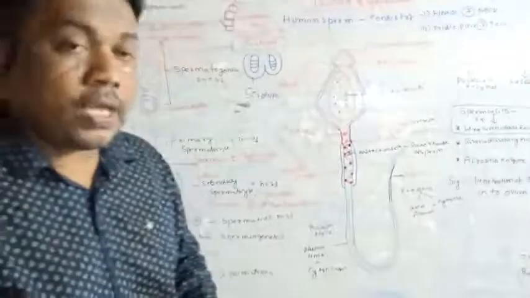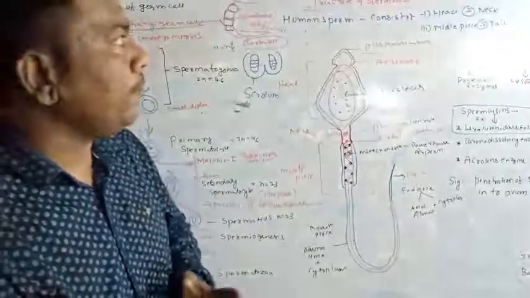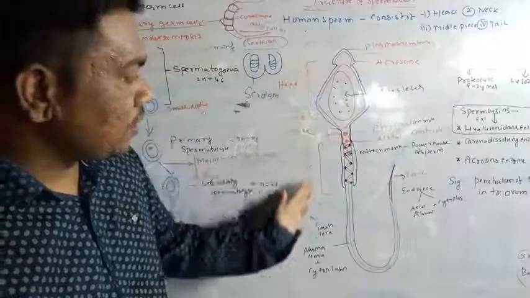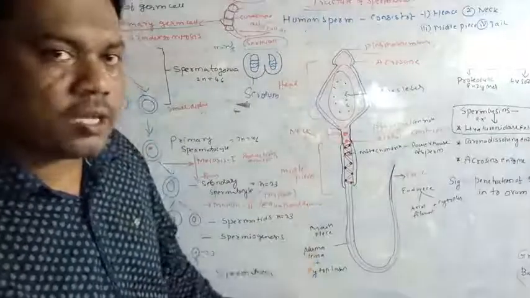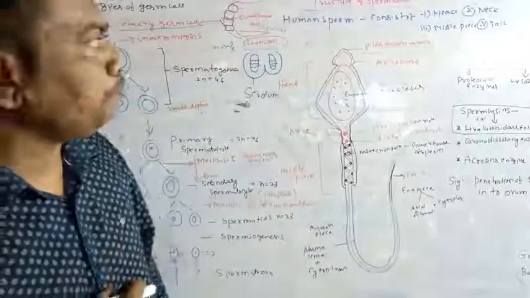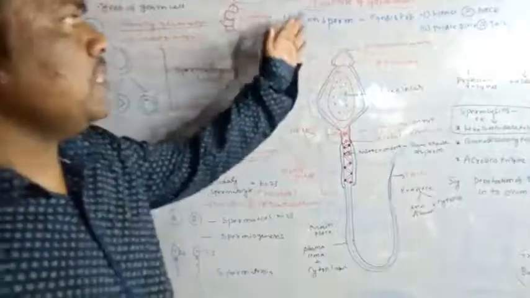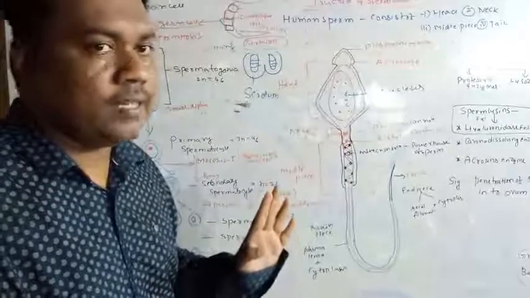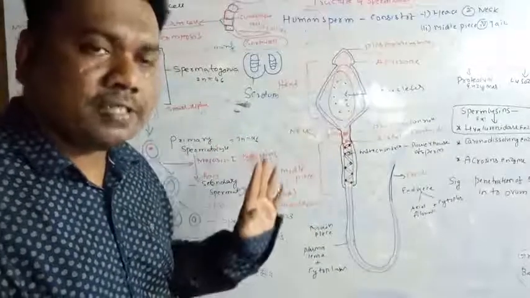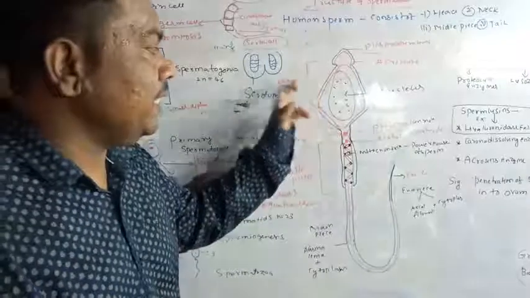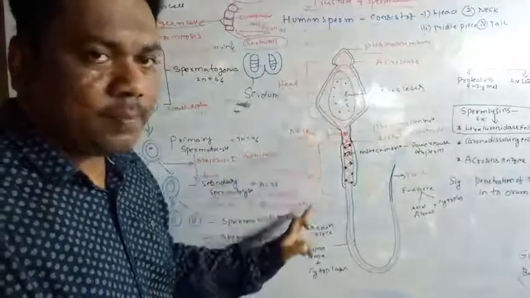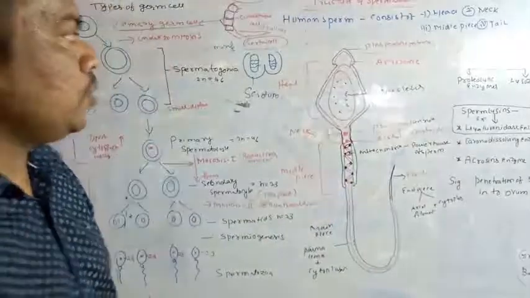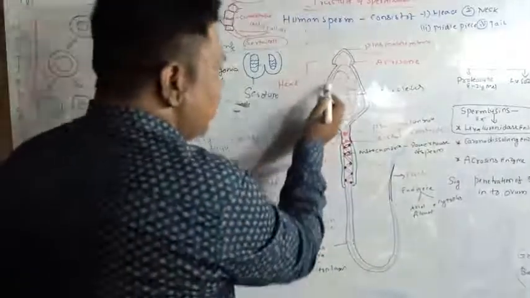After that, we have to discuss the brief structure of spermatozoa. You can see here, beta, this is the diagrammatic representation of a spermatozoa. Human sperm consists of four important parts. The first part is the head, the second part is the neck, the third part is the middle piece, and the last part is the end piece. So you can see here, beta, this is the head region.